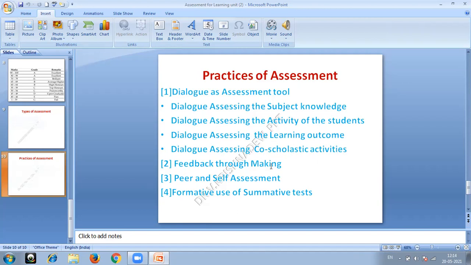The second one is feedback through marking. According to the feedback through marking, you can make a decision; this type of assessment is also called feedback through marking. And peer and self-assessment: assessment based on peers, that is a friends group, and self-assessment, done individually, are also called practices of assessment. And formative use of summative tests.